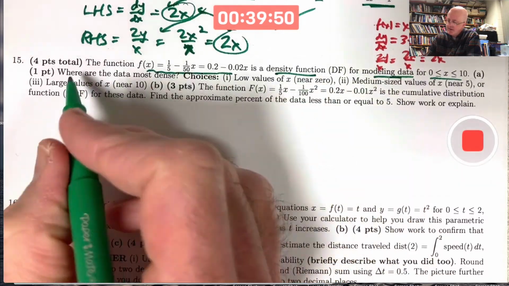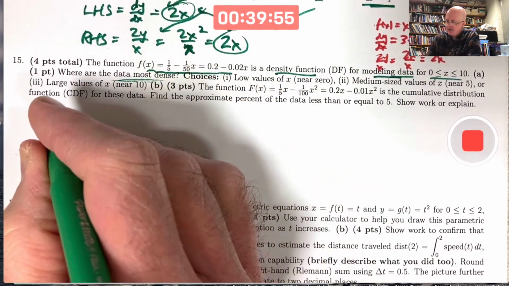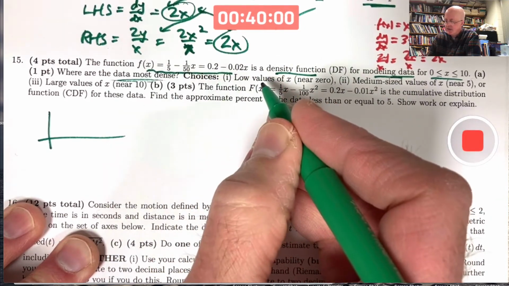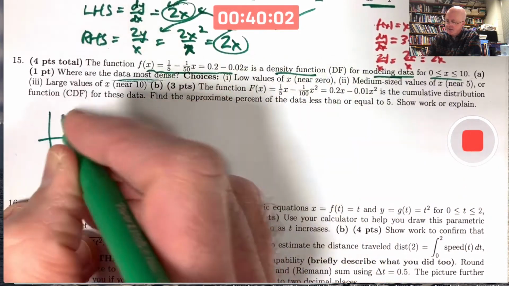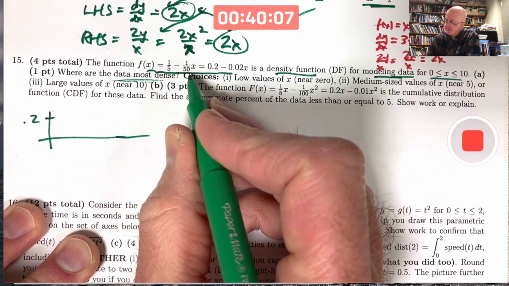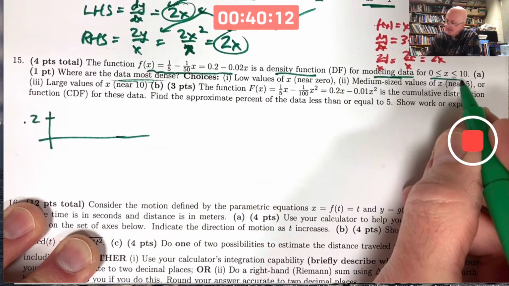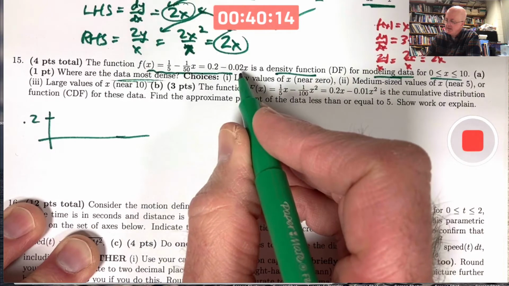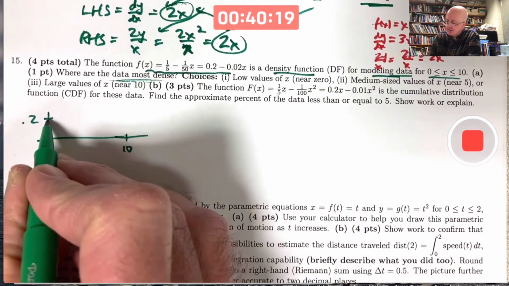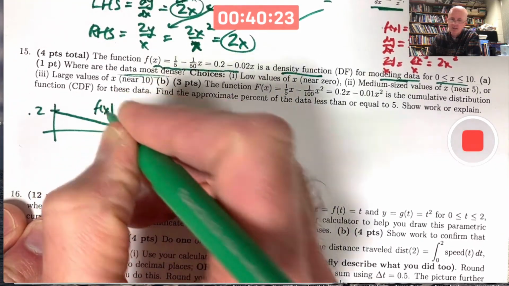Part A just says, where is the data most dense? Well, what does this mean? Let me go ahead and explain it to you. If you graph this density function, it's going to be a straight line with a y-intercept of 1/5, 0.2, and a slope of negative 1/50th, negative 0.02. Do notice that if you plug in x equals 10, you are going to get 0. So when x is 10, the function goes down to 0. So the graph looks something like this. That's what the graph of little f of x looks like.